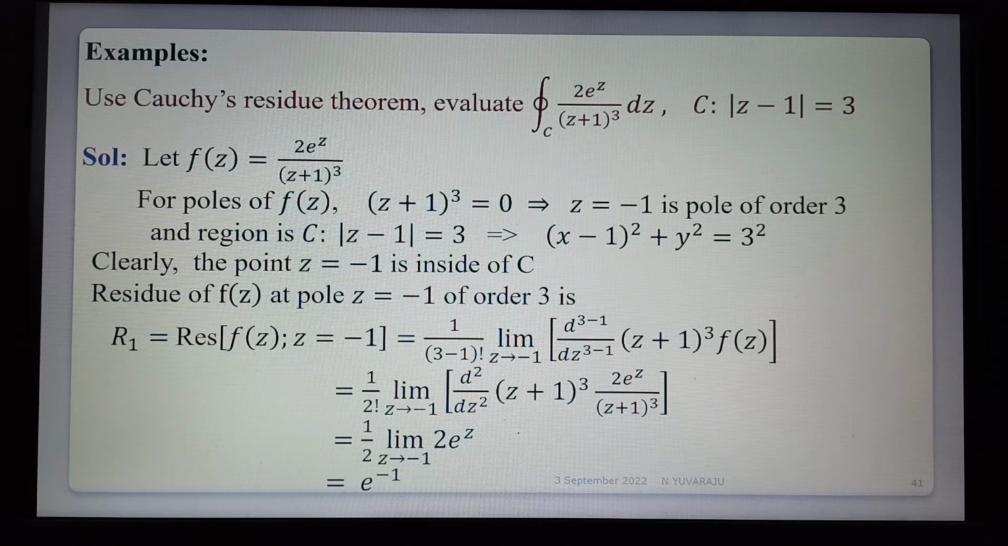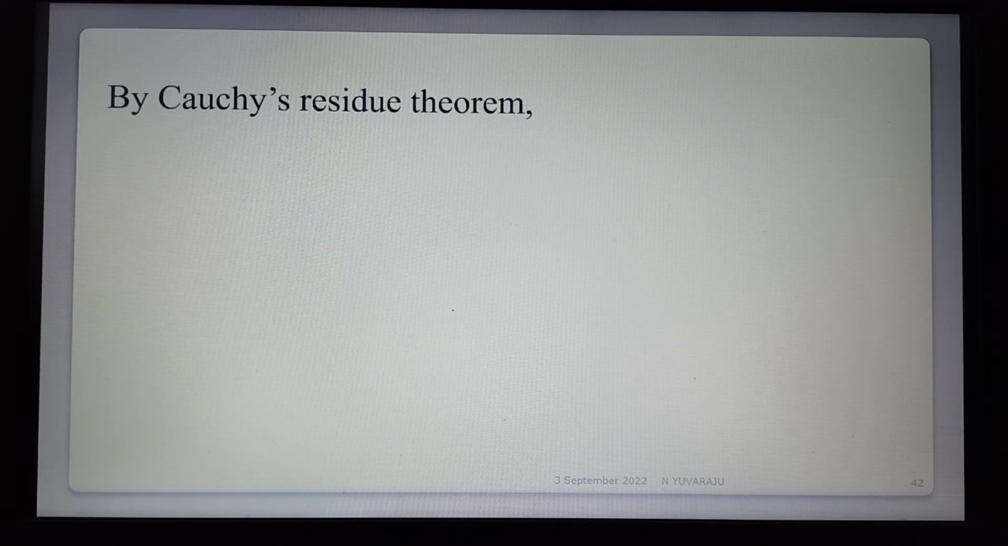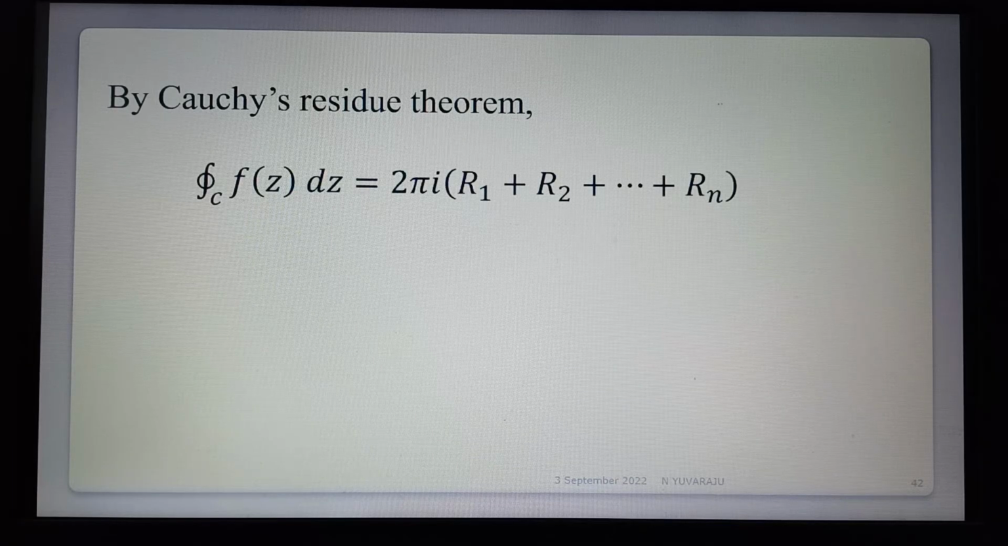So that is equal to e power minus 1. The 2 cancels here. At z equal to minus 1 we get e power minus 1. This is the residue at z equal to minus 1 of the given function. So substituting this residue in the theorem, by Cauchy's residue theorem, it is 2 pi i into R1 plus R2, but in this problem there is only one residue, so R2 up to R n is not required.